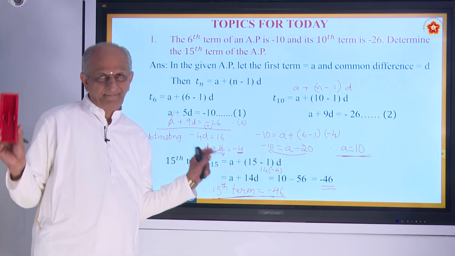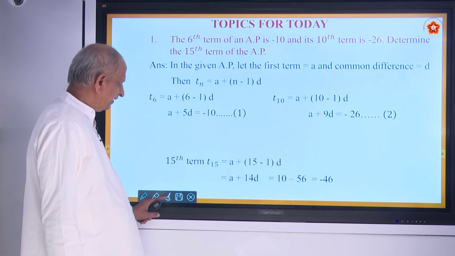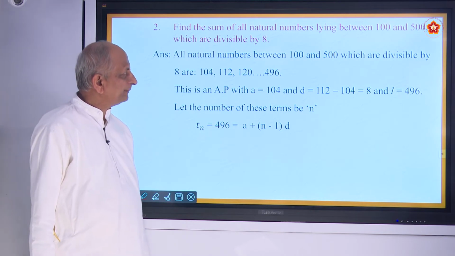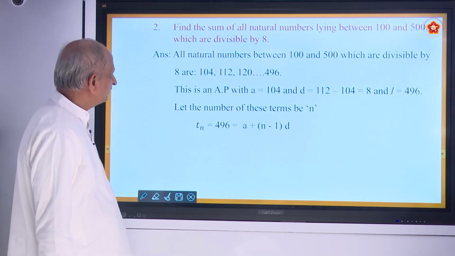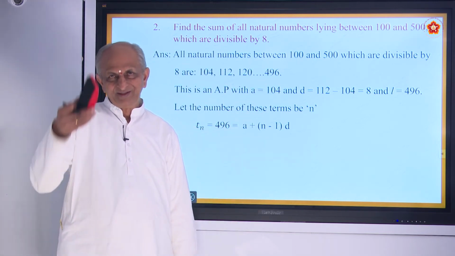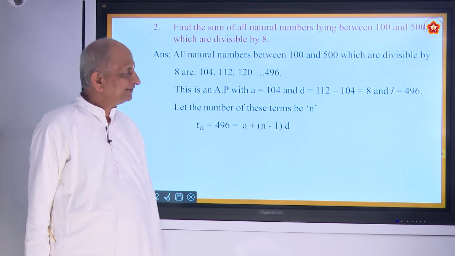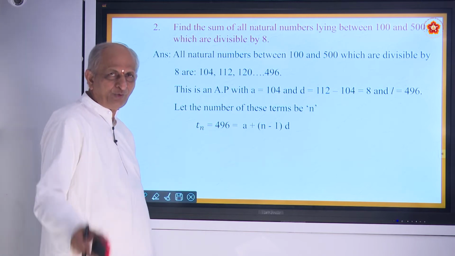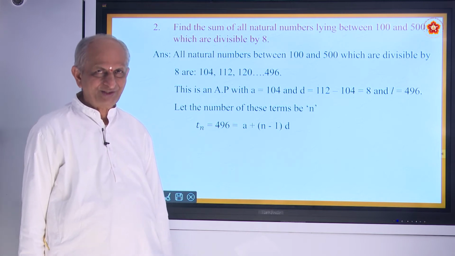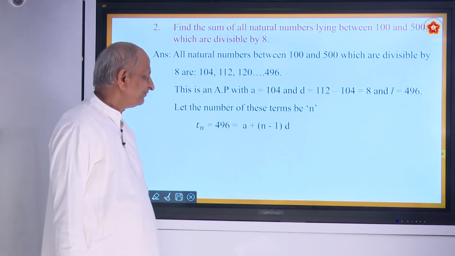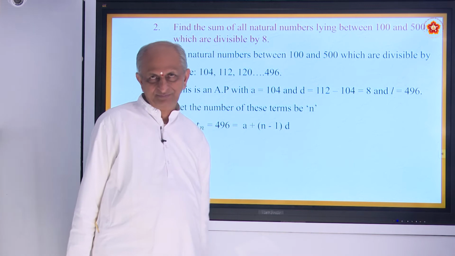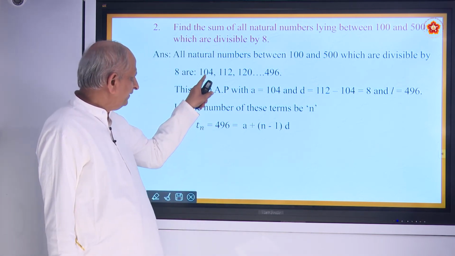Okay, happy? Okay, shall we go to next sum? Next sum will be find the sum of all natural numbers between 100 and 500 which are divisible by 8. Means the table of 8 you must tell. 8 ones are 8, 8 twos are 16. All of you know. Good. You must know up to 20. 20 ones are 20 up to there. You must learn it. But here the question is between 100 and 500 only. That means starting will be 104.